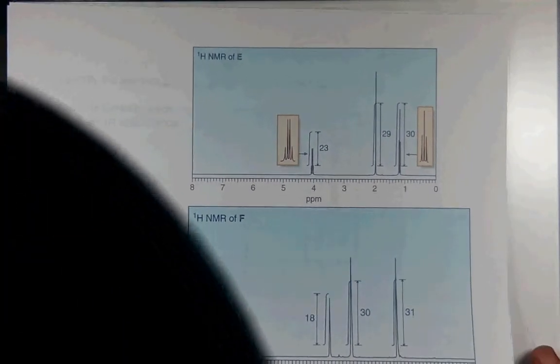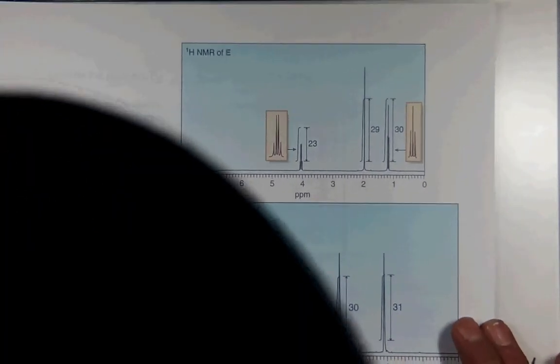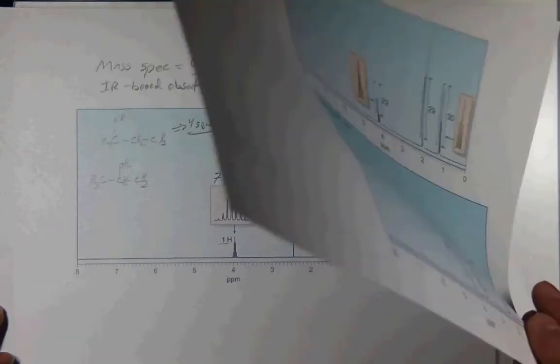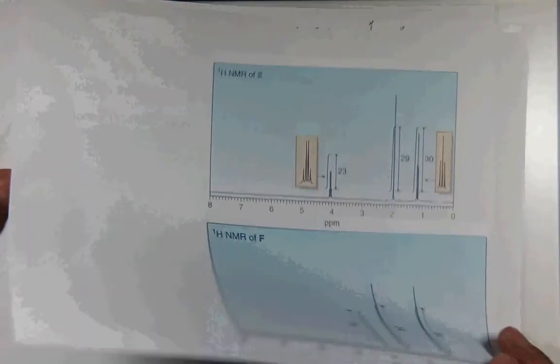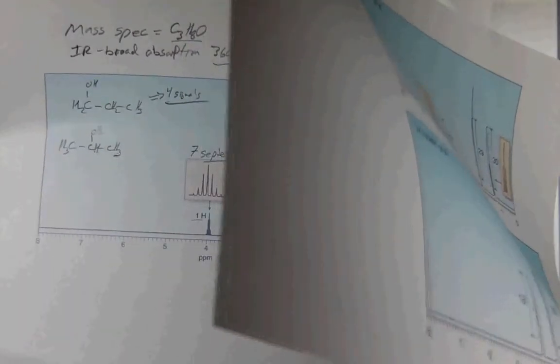It says here proton NMR of E, proton NMR of F. I don't know what this is referring to.